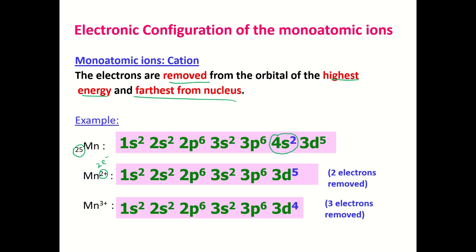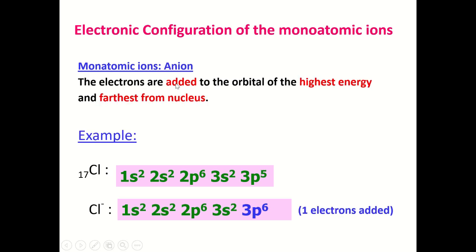So when we need to form manganese 2+, you need to remove 2 electrons from the 4s orbitals. So finally, its electronic configuration will be 1s2, 2s2, 2p6, 3s2, 3p6, and also 3d5. Next, for manganese 3+, that means you have to remove 3 electrons. 2 electrons will be removed from the 4s orbitals, and then another electron will be removed from 3d, making it become 3d4.